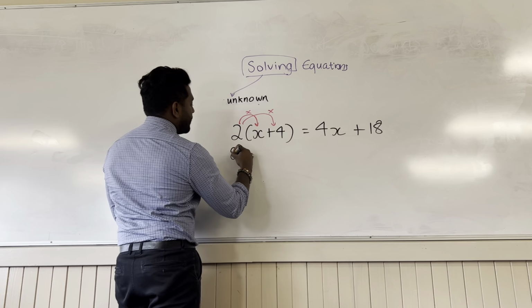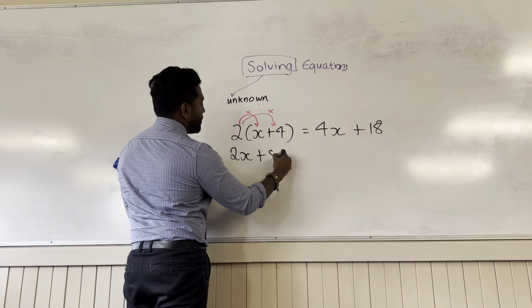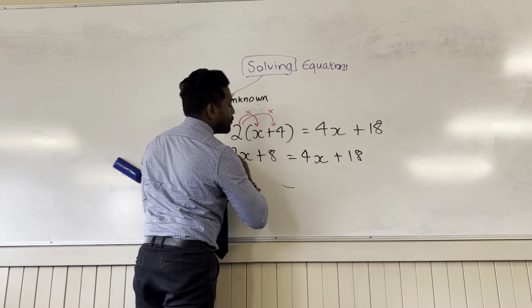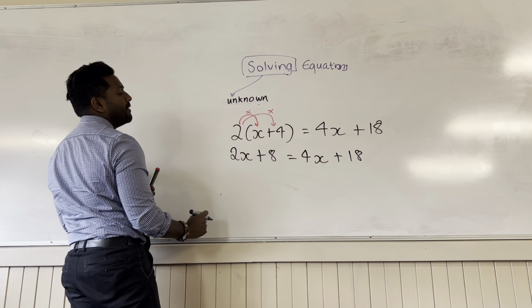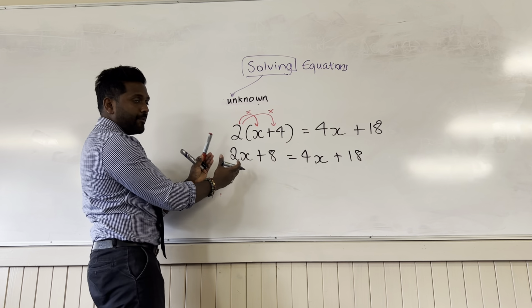Now you're left with 2 times x is 2x. 2 times 4 is plus 8, equals 4x plus 18. Make sure you keep everything on the same line. Now, like we said earlier in the previous video, we want to move the lower term. So we want to solve for x.